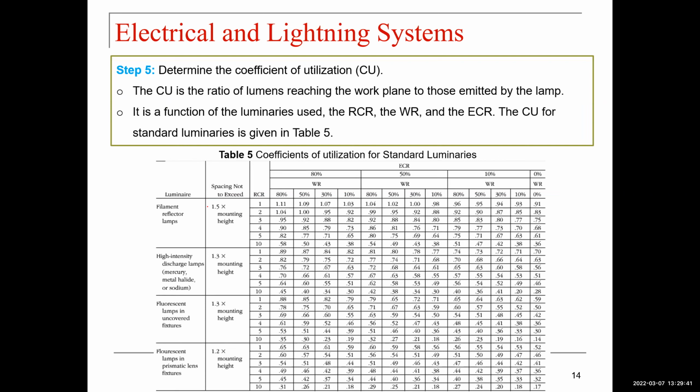Step 5 is to determine the coefficient of utilization. This is the ratio of lumens reaching the work plane to those emitted by the lamp. It is a function of the luminaries used, the RCR, the wall reflection WR, and the effective ceiling reflection ECR. The CU for standard luminaries is given in table 5. So again, we're going to look at the type of luminary that we are using, the spacing, and then these factors will help us determine the right value for the coefficient of utilization.